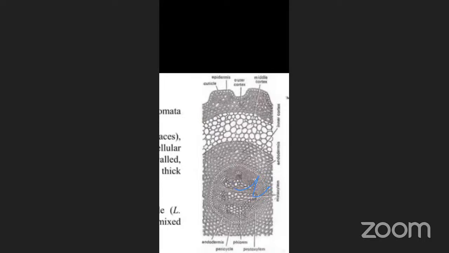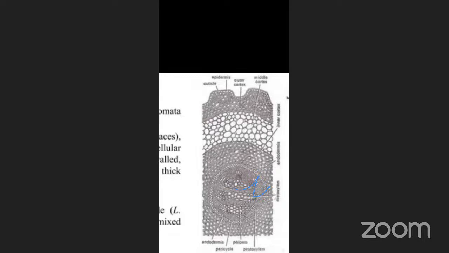The outer cortex has sclerenchyma tissue, which gives mechanical strength to the plant. The outer and inner cortex are made up of sclerenchyma tissue. In the middle cortex, there is parenchyma tissue, oval, circular, or globular in shape, which forms the storage region. Only the outer cortex and inner cortex give mechanical support.